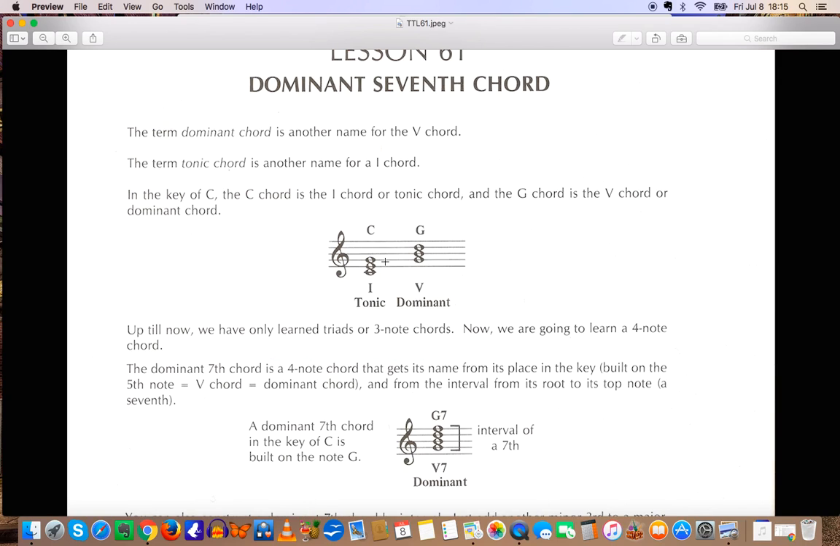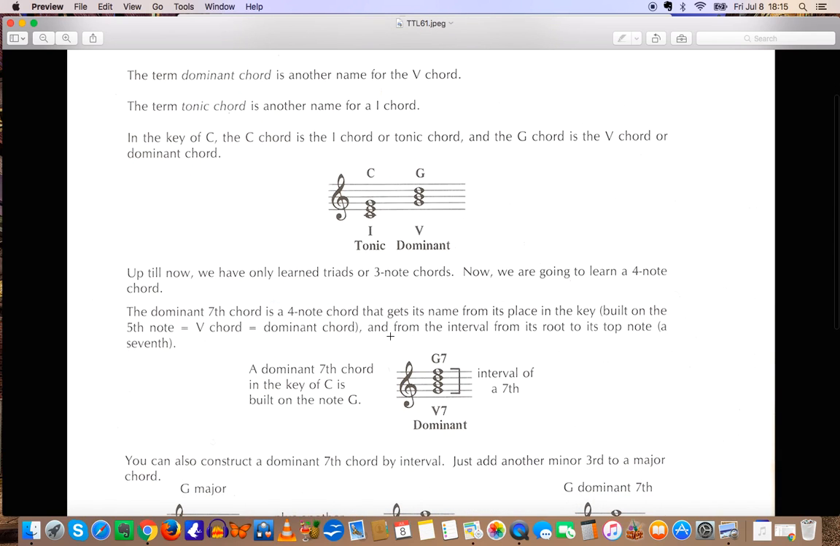In the key of C, the C chord is the 1 chord or the tonic chord, and the G chord is the 5 chord or the dominant chord. Both are true statements. You can see them notated right here. Not much more to that.